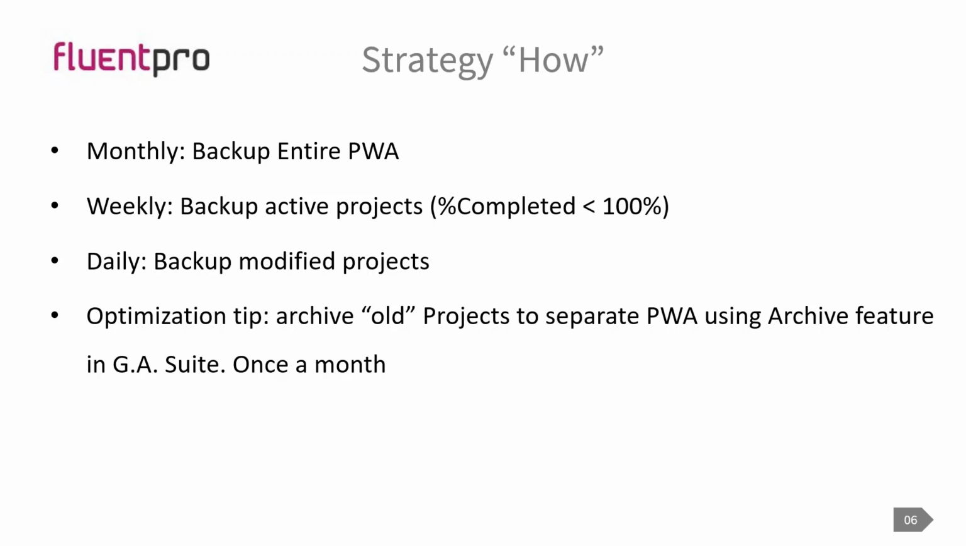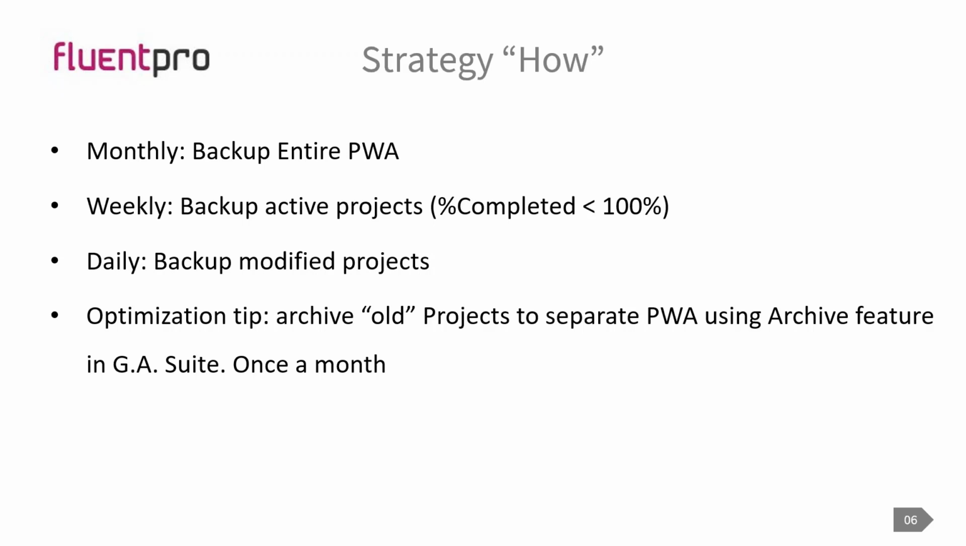Our recommendation on how to implement, how to protect your data in Project Online, is we suggest to have at least 3 or 4 levels of backup schedules. First of all, when you just deploy FluentPro Backup, we recommend that you take a snapshot of all your projects, within your license limits of course, but we recommend to make that initial backup. Then we recommend to schedule a monthly backup where you include everything which is important, so if you need to restore it, you always have a copy.